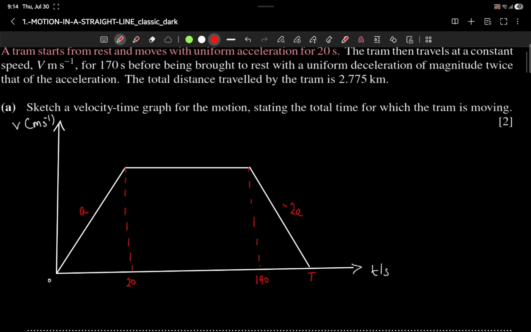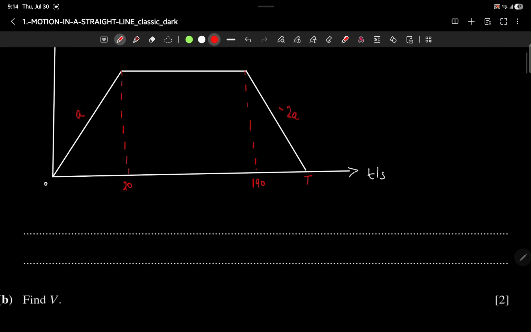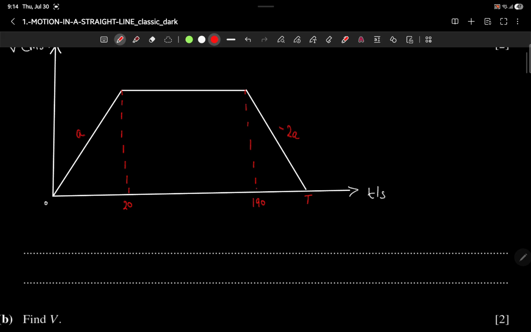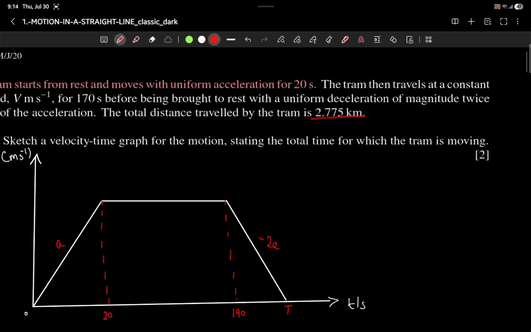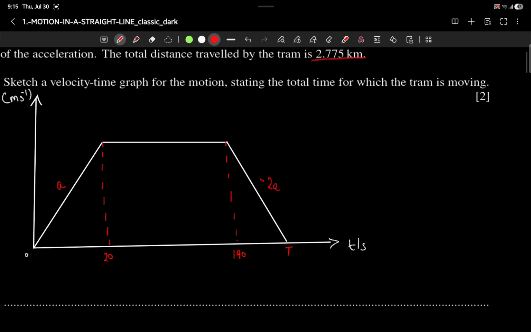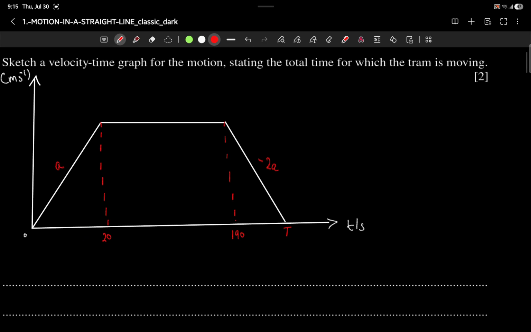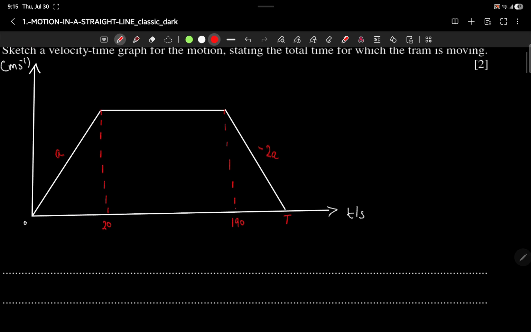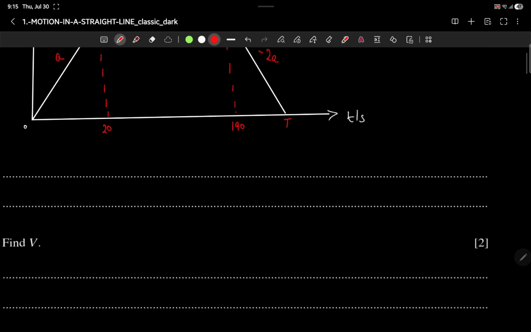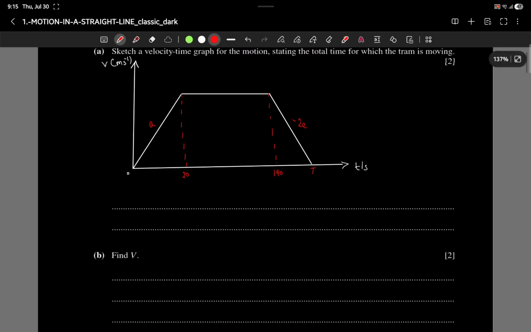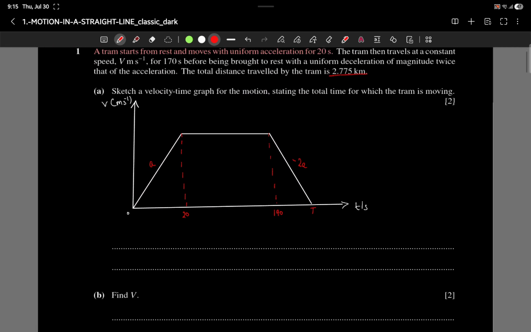The total distance traveled by the tram is 2.775 kilometers. In a velocity-time graph, how do we calculate the distance traveled? It's basically the area under the graph. So over here we have a triangle, a rectangle, and a triangle. If you find the area of all three of these, we can equate that to this value and find what else we need to find. So the first sketching part is done.